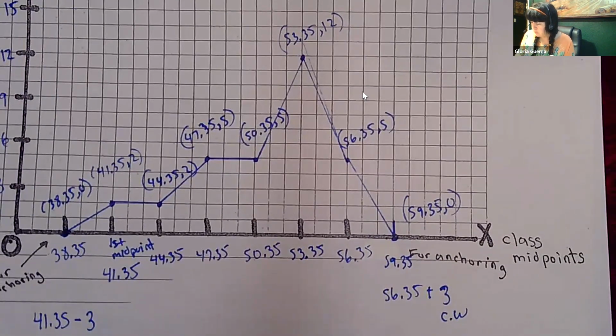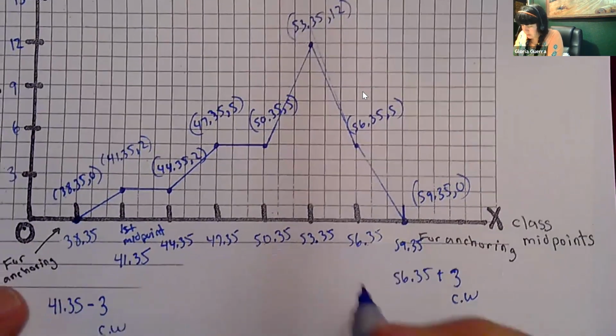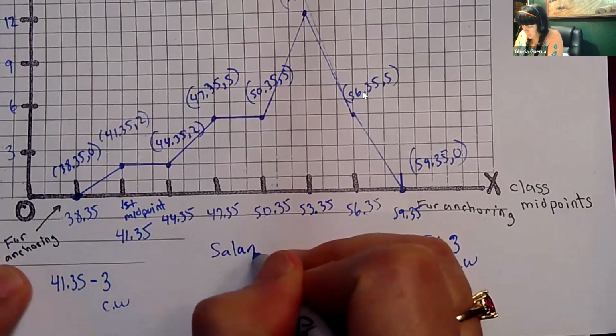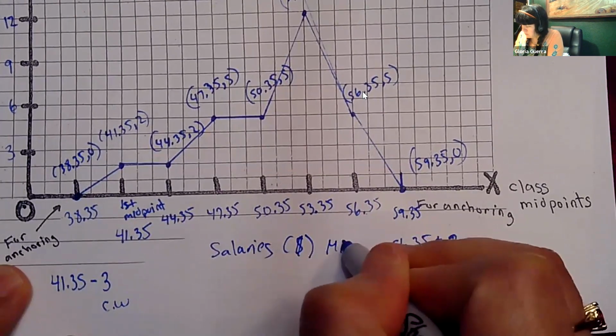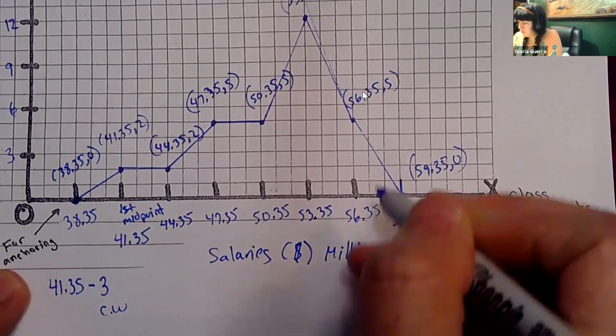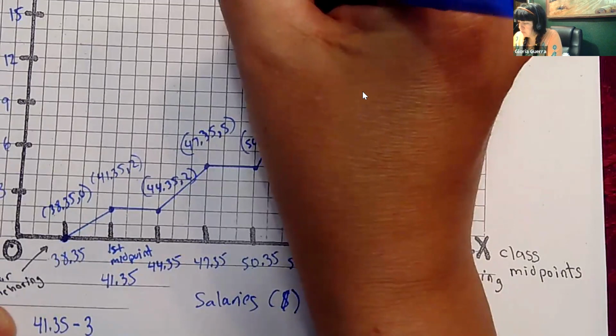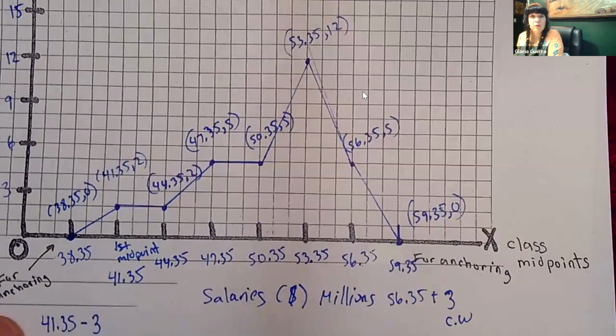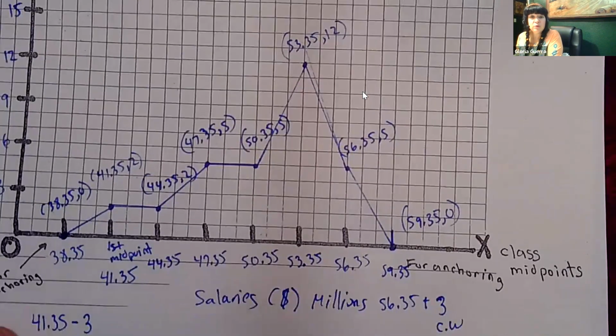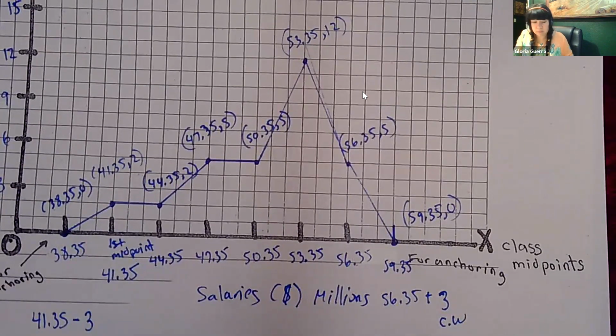And let's see. I was just thinking on your title, this is your frequency polygon. So again, I should just put your label. This was in salaries, right? Millions of dollars. And this is the NFL salary, still NFL salaries. So it has some kind of a title on it, which is similar to the histogram.